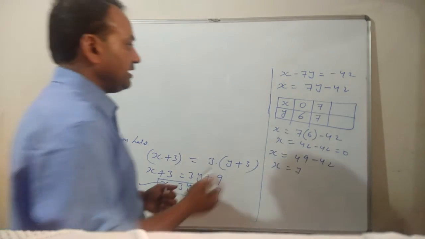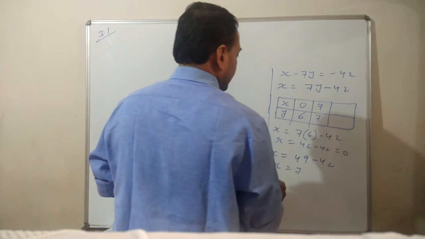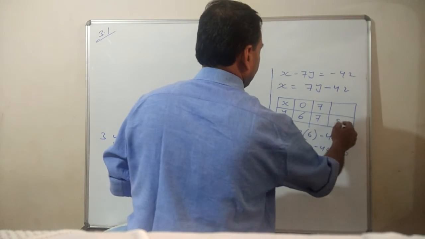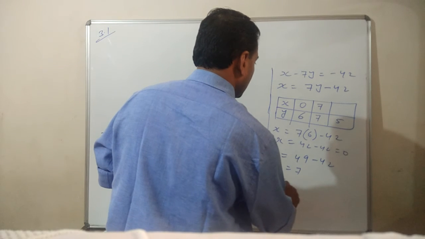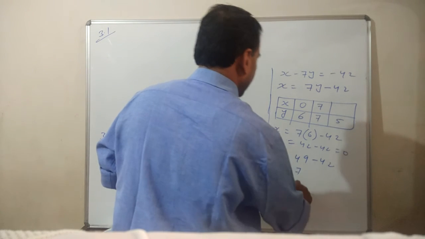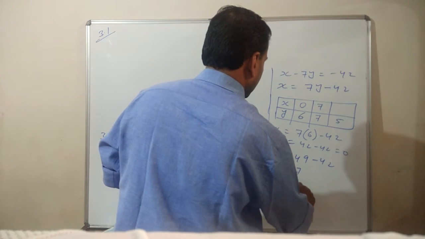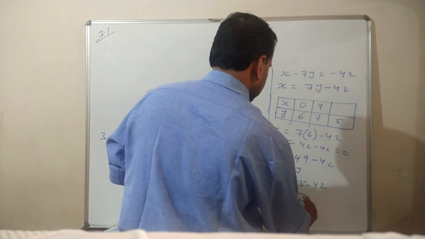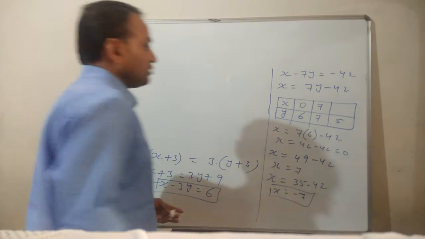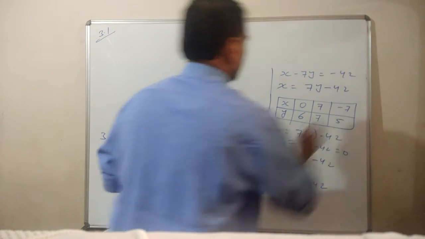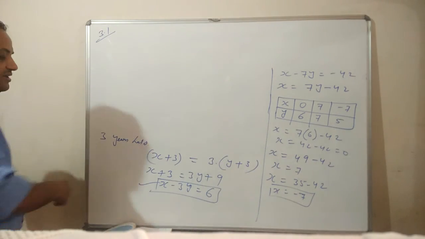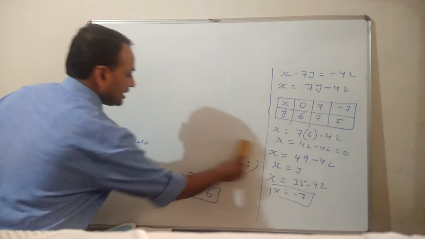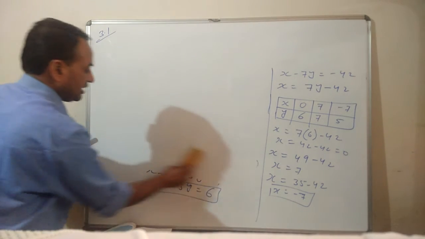Okay, now another value if I try, any value, like y equal to 5. Y equal to 5 I am putting. So x equal to what? That is 35 minus 42, that is minus 7. So x equal to minus 7. So 3 coordinates we will get. Now in the same way we will find coordinates for the next equation and then we will draw the graph. So that becomes graphically.